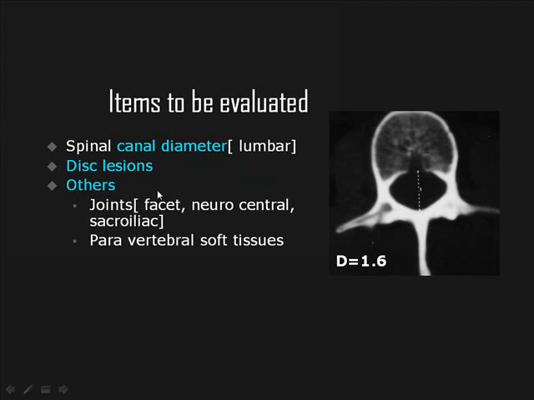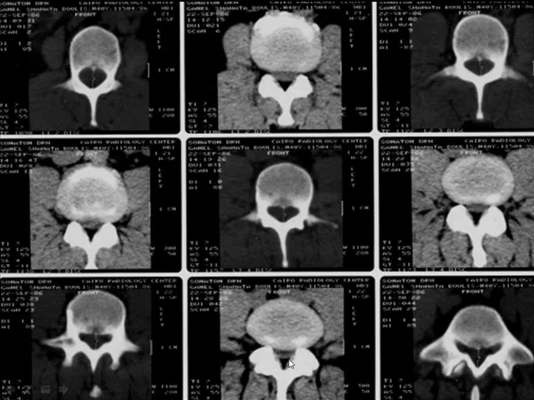You look to the facet joints, the neurocentral joints, and the sacroiliac joints. And at last, you look to the paravertebral soft tissue shadows for any abnormality. Then let us start by evaluation of the spinal canal. Then you may ask yourself, is the canal a bony structure or a soft tissue structure?